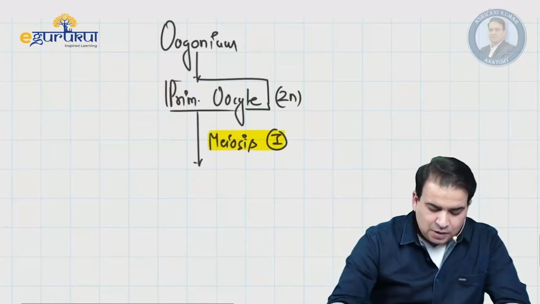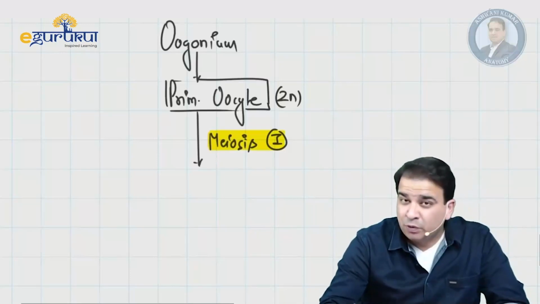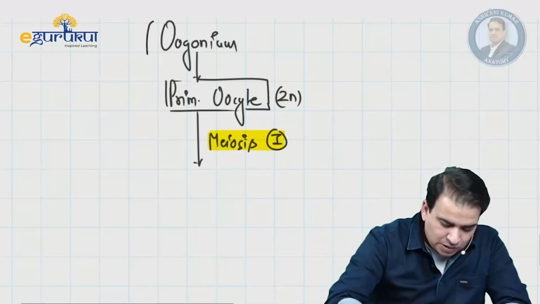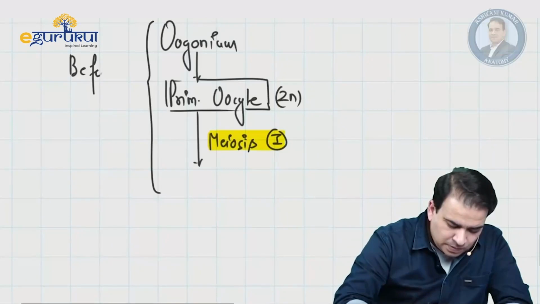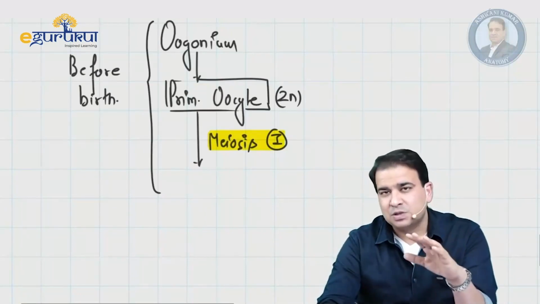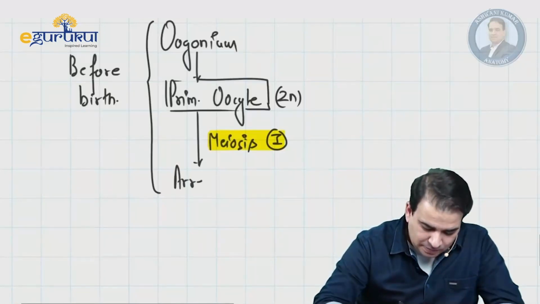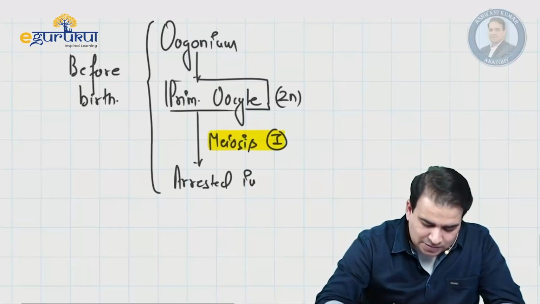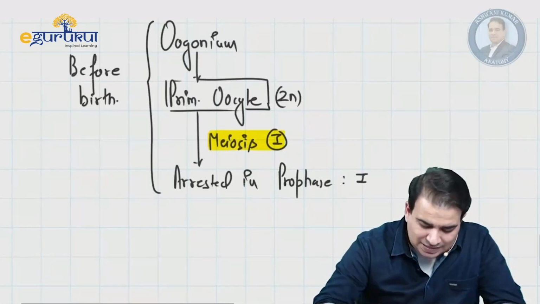But guys, here's the deal. We said that oogenesis starts before birth. So whatever we're talking about right now is all happening before birth only. So this primary oocyte, which is undergoing meiosis 1, is not completing meiosis 1. It is going to get arrested in prophase 1, or you can say prophase of meiosis 1.